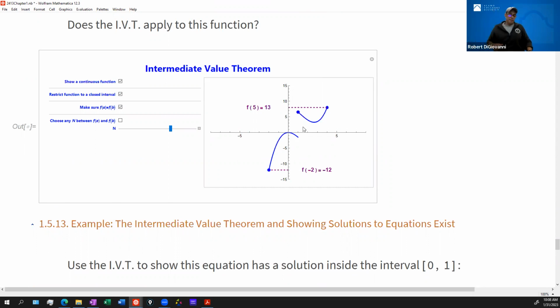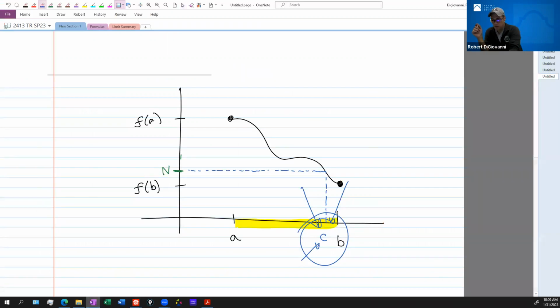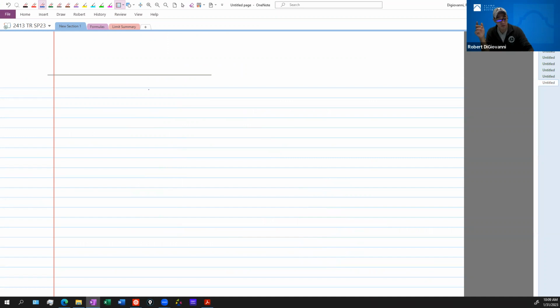All right. So we're about to do a pretty interesting problem, I think. I'm just going to recap what the theorem is saying. The theorem says that if you have a function that you can draw without picking up your pencil, and you have two endpoints that are different, then the function must take on every value between those two endpoints. I really want this to get through because this is the crucial part of it.